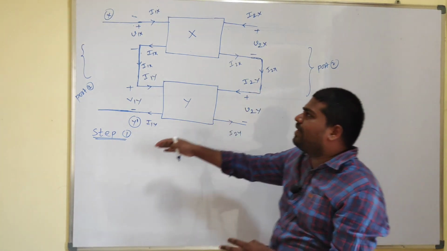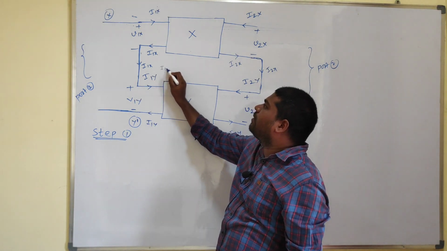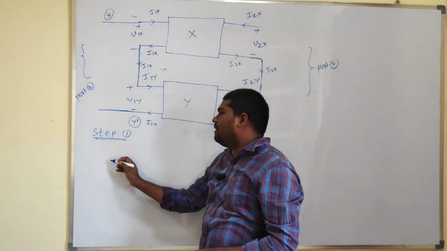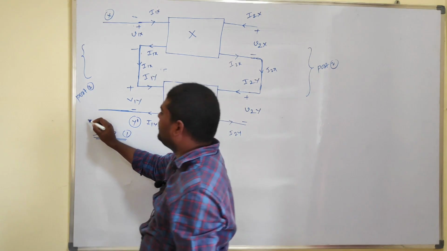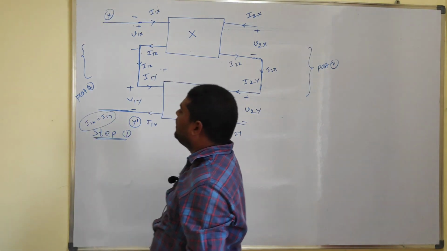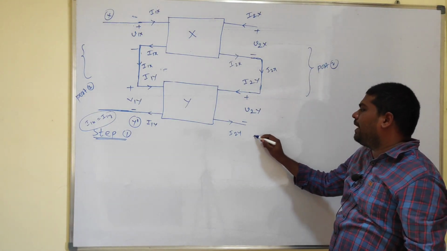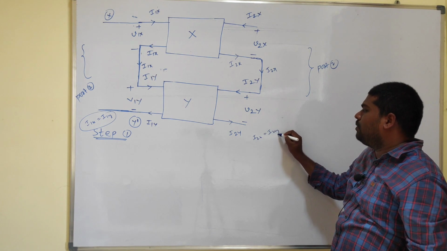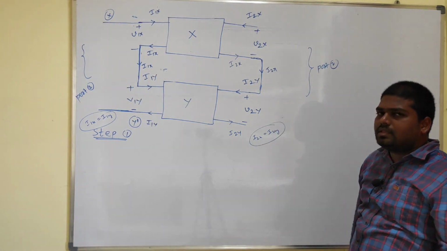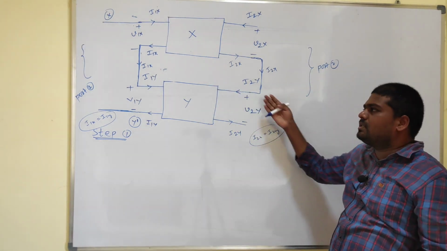So from port 1 we can conclude that I1x equals I1y. This is from port 1, and from port 2, I2x equals I2y. These are the conclusions from this series connection, from port 1 as well as port 2.